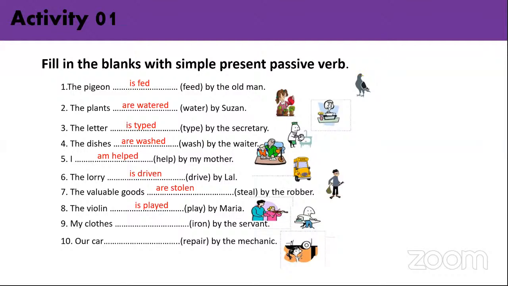My clothes. Plural. Then you have to use are there. Iron. You just add ed there. Are ironed by the servant. Next one, the last one. Our car. Again singular. Then you have to use is there. Repair. Then what is the past participle of repair? Repaired. Then is repaired.